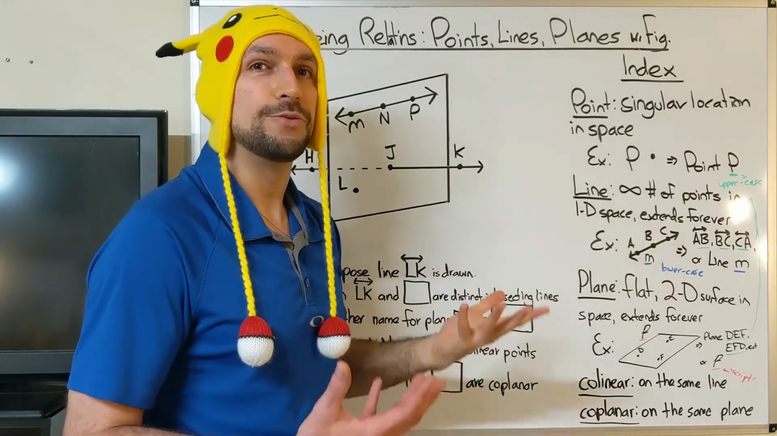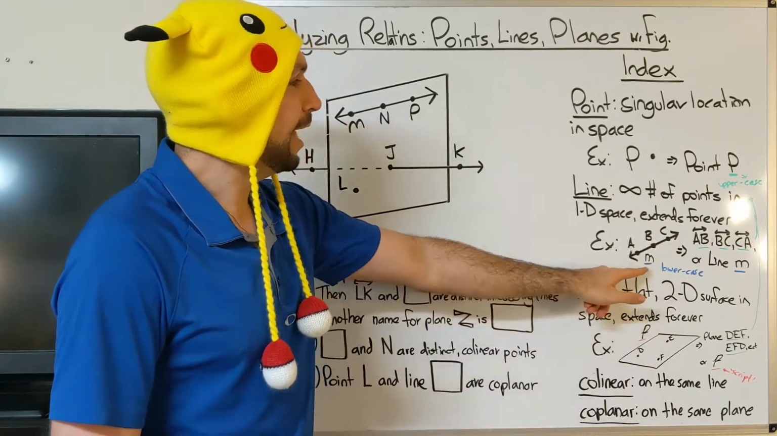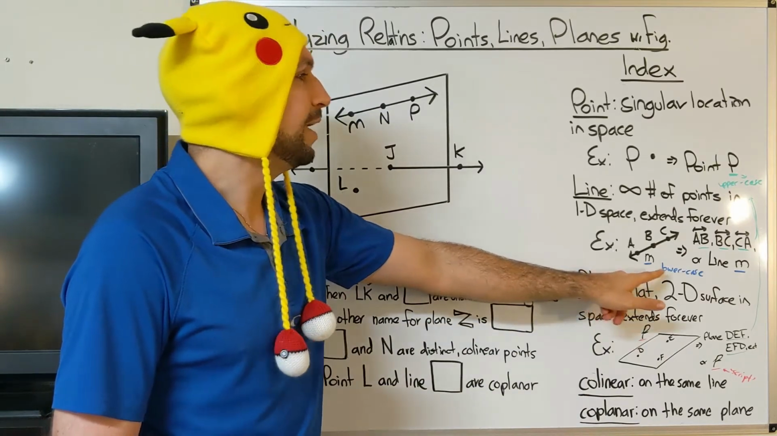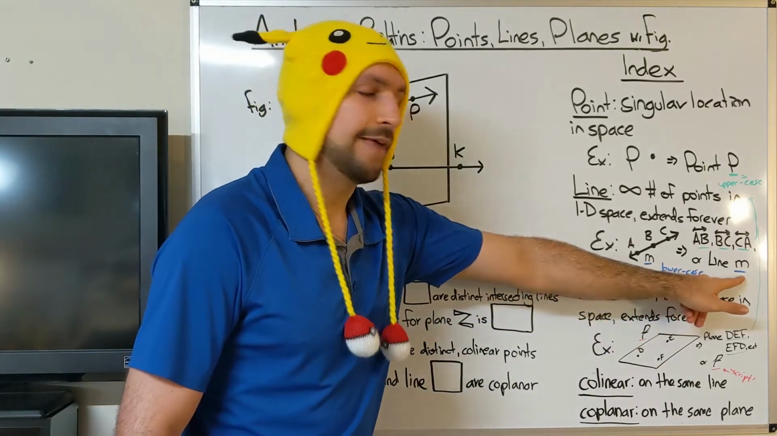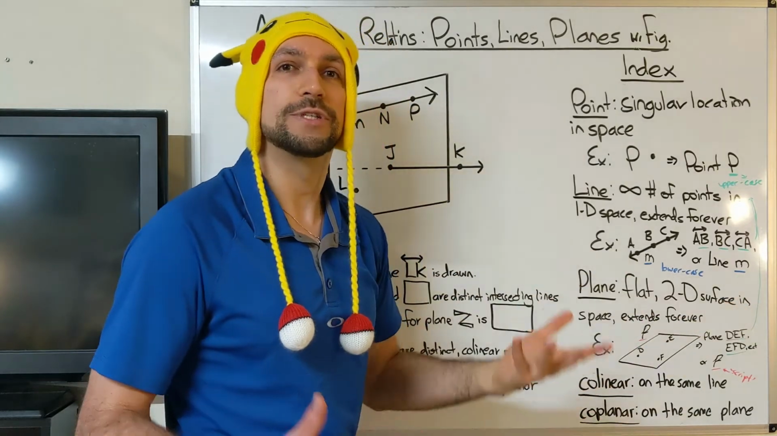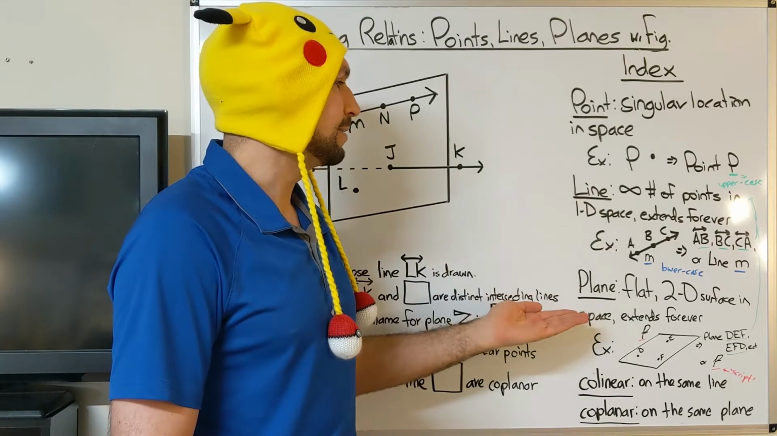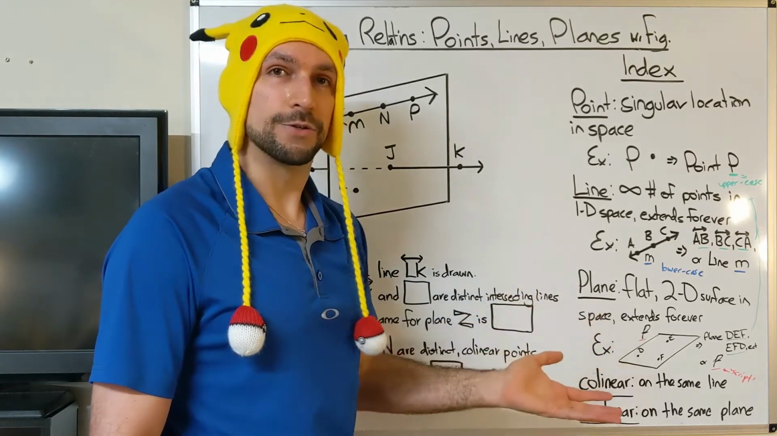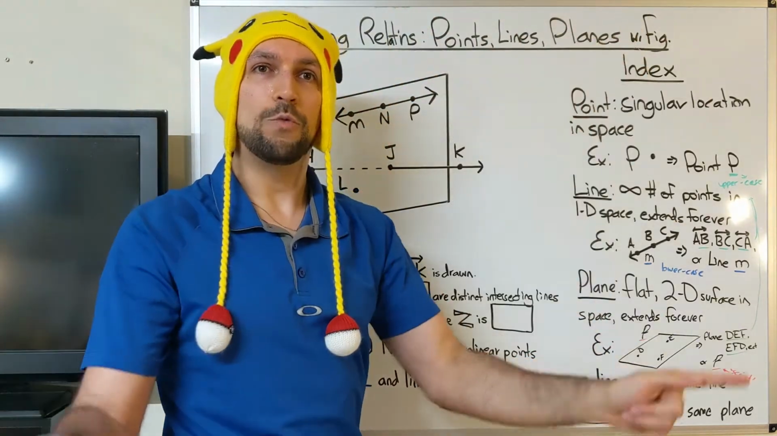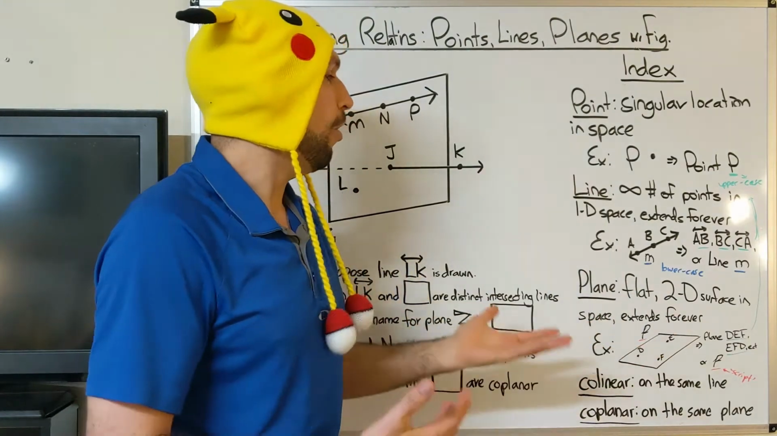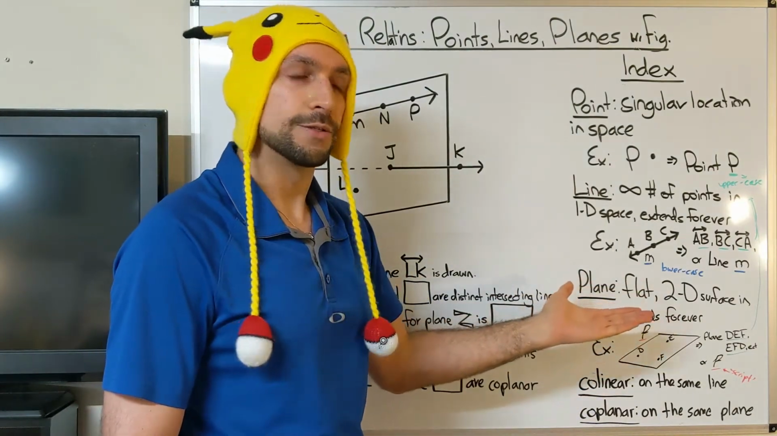There's one other way to name a line. If it's labeled with a lowercase letter, we can just name it line and that lowercase letter. That's the only time we'll see lowercase letters in these figures. Finally, we have planes. Planes are a flat two-dimensional surface, so they have length and width, like a piece of paper, but they also extend forever in all directions.